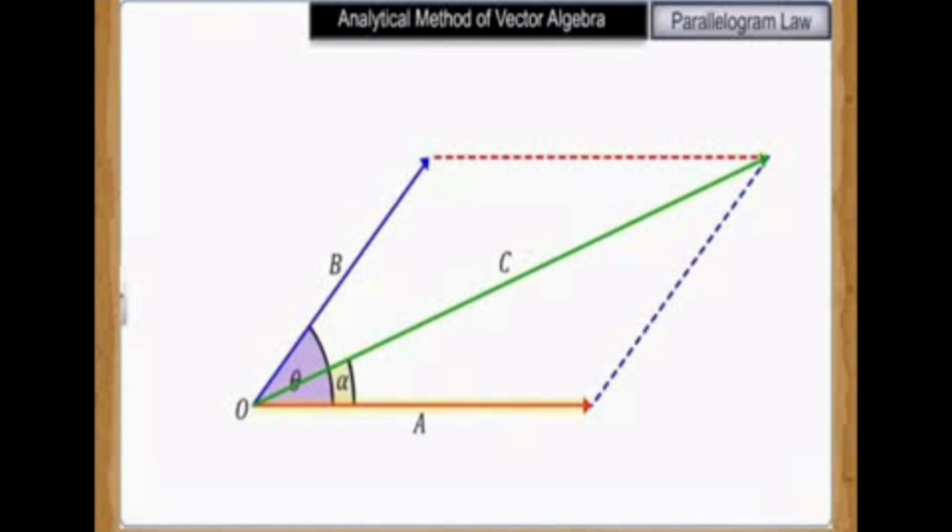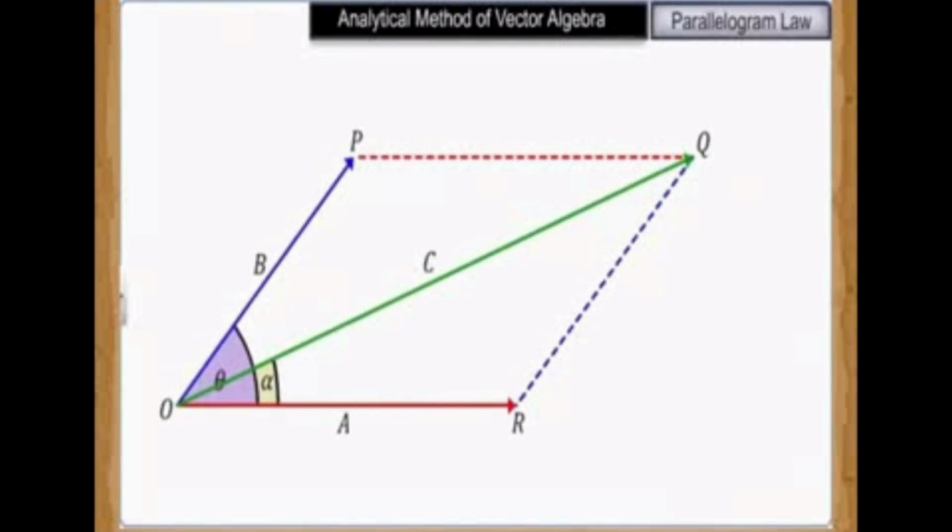The angle between the resultant vector and the A vector is alpha. Then we label the letters O, P, Q, R as the four corners of the parallelogram. OR is the A vector, OP is the B vector, OQ is the C vector, that is the resultant vector. Now we extend the line OR, and draw the perpendicular from point Q to that line.